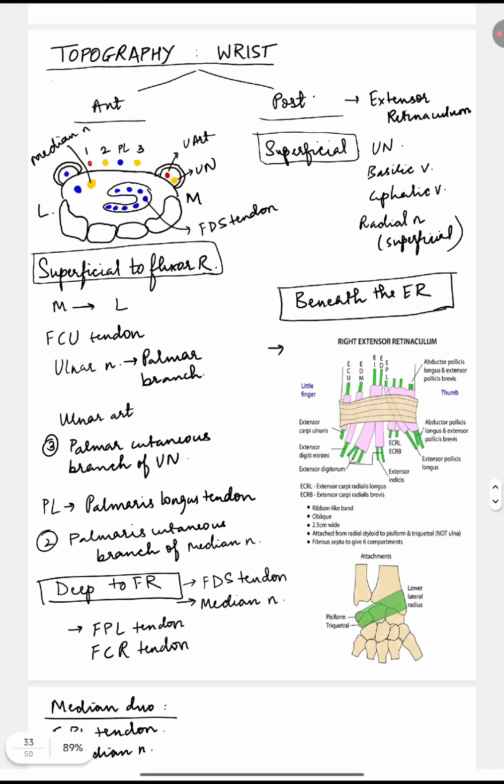Topography of the wrist. There are two compartments, anterior and posterior compartment. In the anterior compartment of the wrist, the landmark, the structure passing superficial to the flexor retinaculum. Now this from medial to lateral, what are present? Superficial to flexor retinaculum, there is flexor carpi ulnaris tendon.